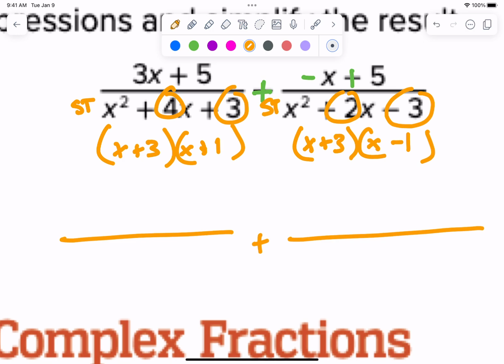And now I need to find my least common multiple, or my common denominator. X plus 3, X, plus I go through the list, like Ellie's doing. I go through the list and I say, I need an X plus 3.